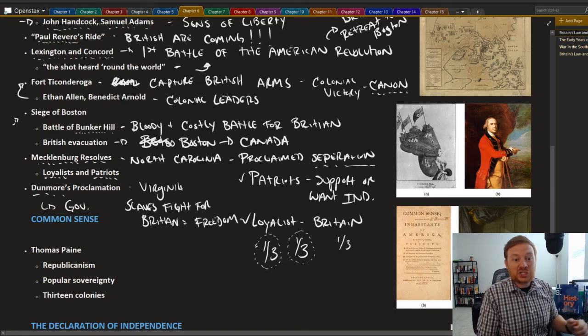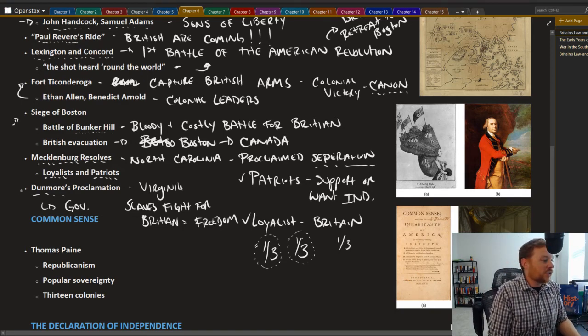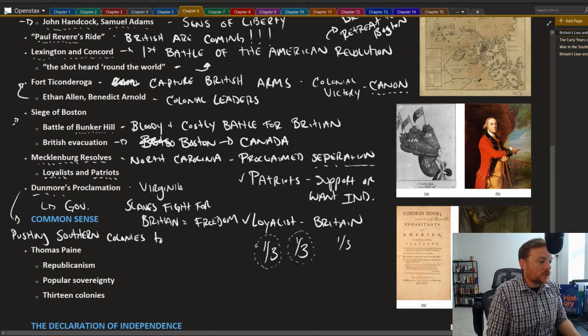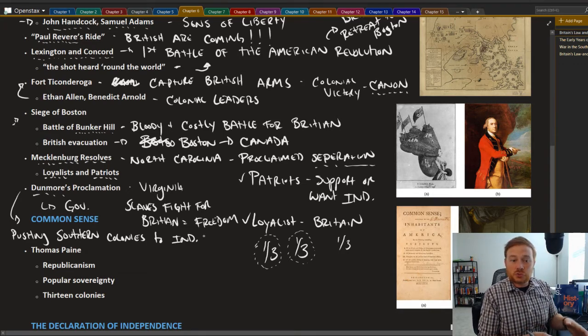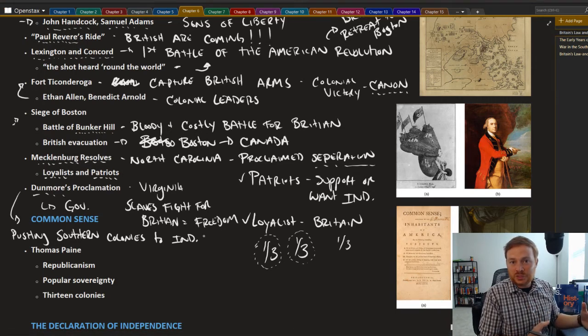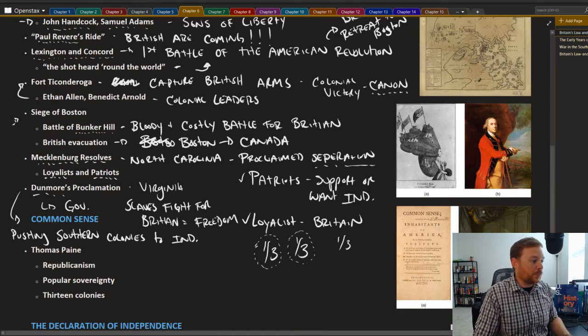Dunmore's proclamation had the effect, essentially, of pushing the southern colonies to independence. So especially a lot of southern slaveholders who were quite against what Dunmore was trying to do found themselves on the same side as the northern colonies like Massachusetts in favoring breaking away from Great Britain.